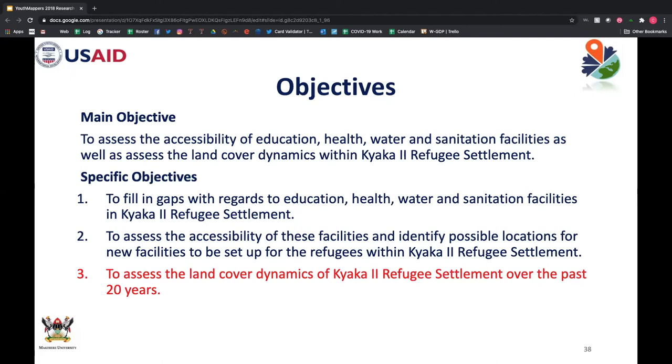The research aimed at assessing the accessibility of education, health, food and sanitation facilities, as well as assessing the land cover dynamics within Kyaka refugee settlement. However, I will not dwell very much on the third specific objective, because it is out of scope for this webinar. I'll only look at the first two specific objectives. Next slide, Dara.